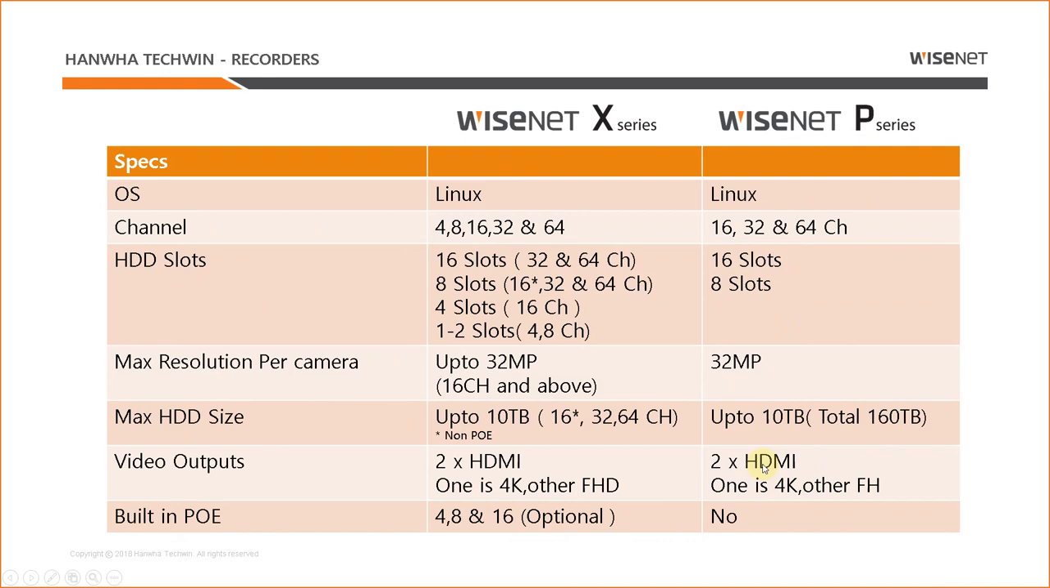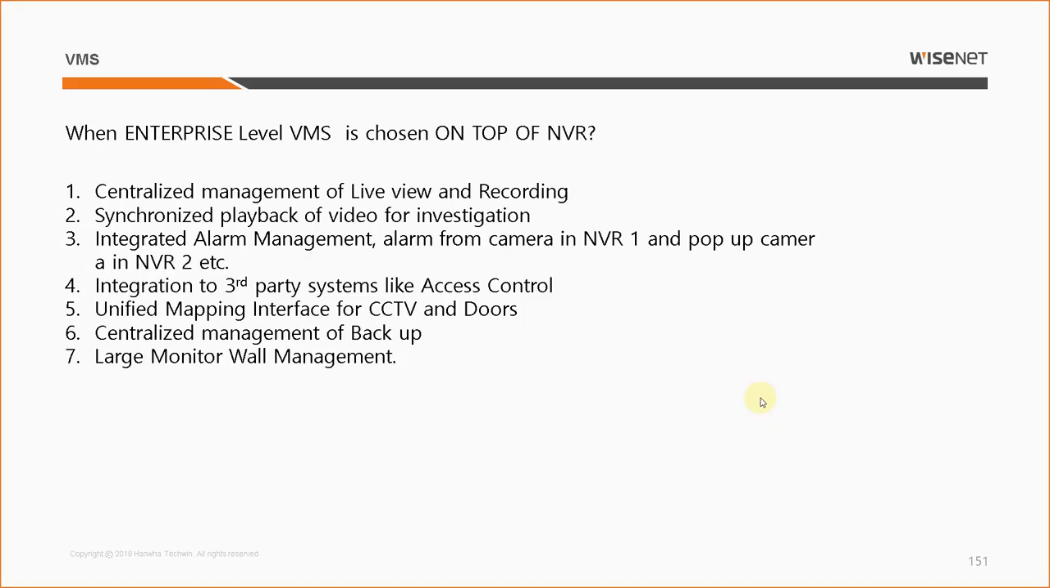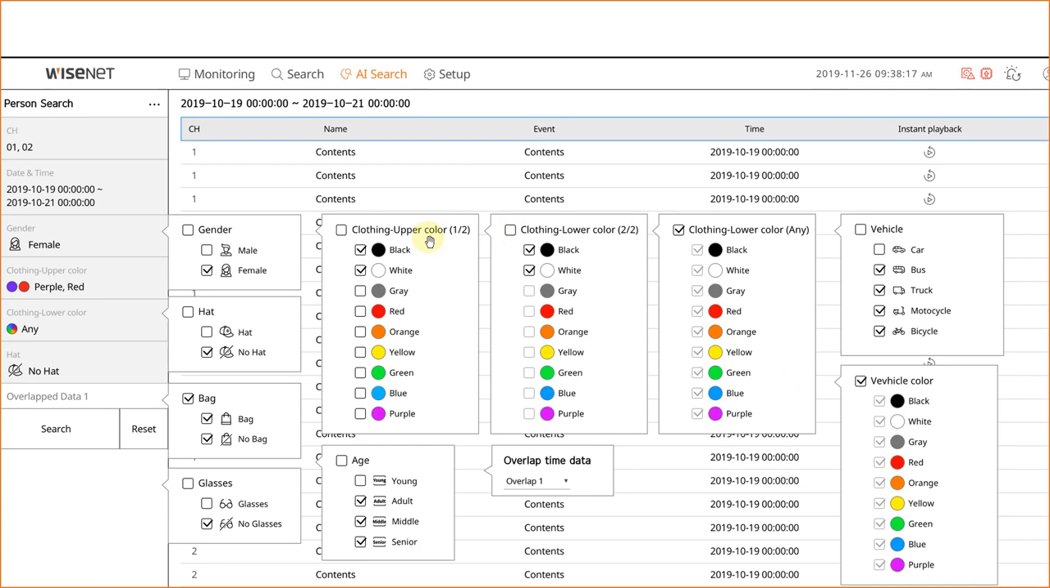Everything is the same, except the P series NVR can convert a traditional X series or a normal camera to an AI camera, which means you can do searches. If you use a non-AI camera, such as P series, X series, standard cameras, and if you use P series AI NVR, then you can search for a person with red shirt, black shirt, car, type of car, truck, motorcycle, bicycle. I can zoom in and show this. Search for clothing. You can search for a person with a specific clothing color.